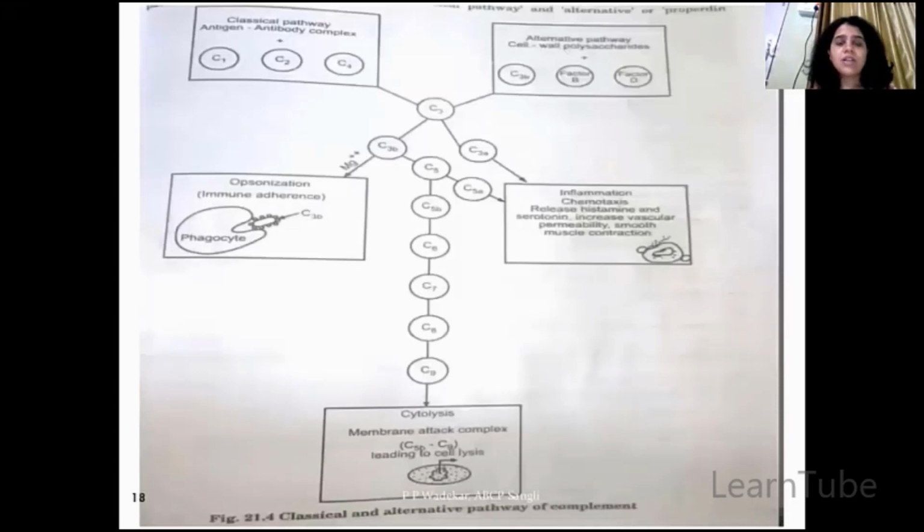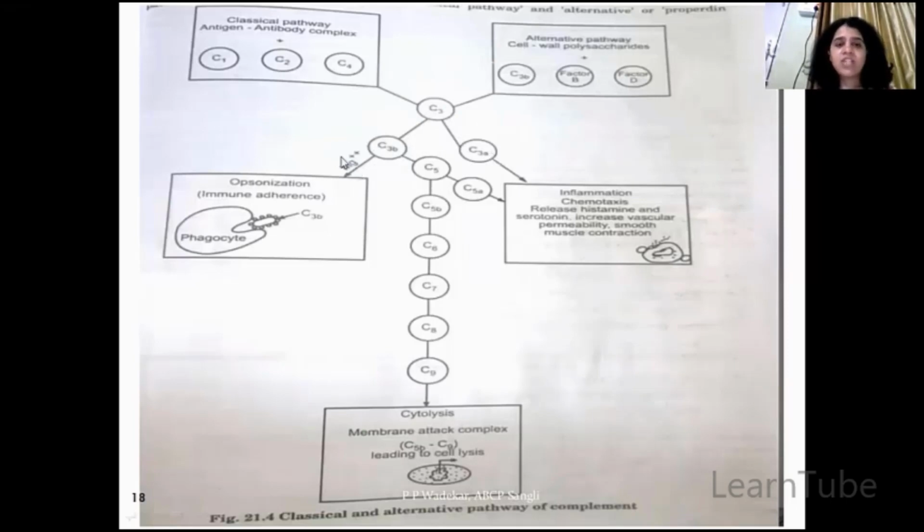So here is the summarization of the complement system, where you can see on the left side the classical pathway, and on the right side the alternative pathway. In the classical pathway, C1, C2, C4 are involved. Here it is C3B, factor B and factor D that are involved. We haven't yet discussed it, I'll discuss it later. They will all activate the C3, and C3 will get converted into C3A and C3B.